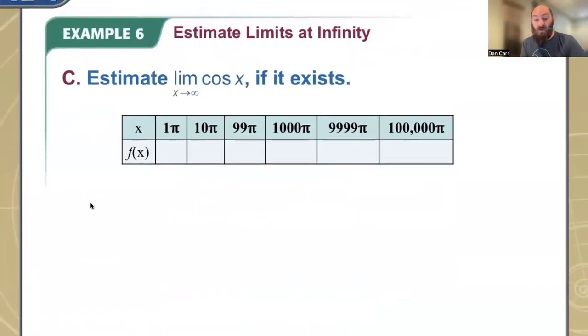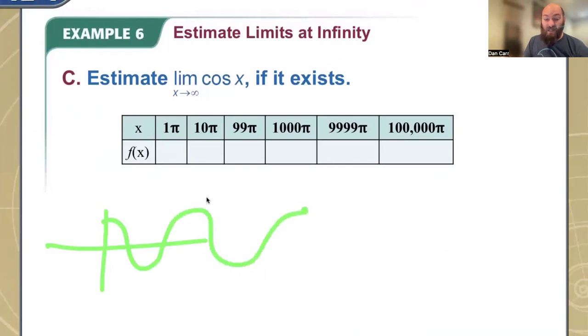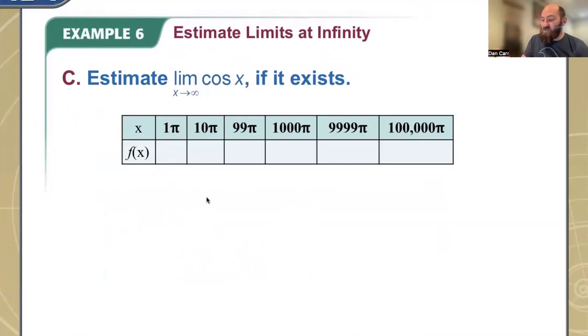Okay. Let's see here. We got just a couple more examples to go. Limit as x approaches infinity of just cosine of x. Well, remember what the cosine function looks like. Cosine looks like this. It's going to go up and down and up. It's going to oscillate like that. So it does not seem to have a value that it's approaching.